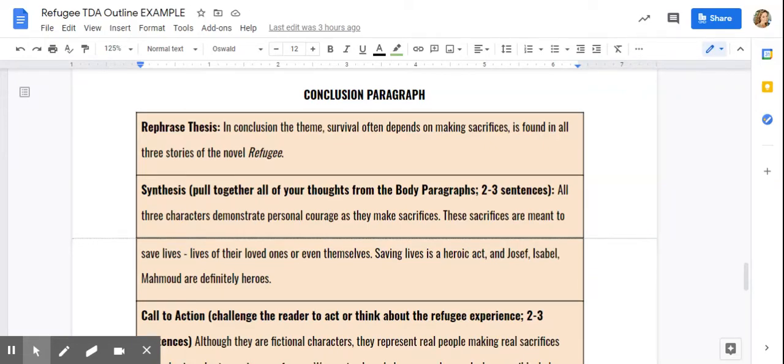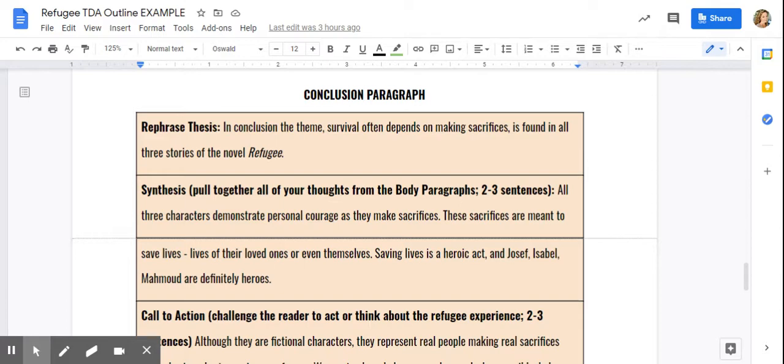Okay, you made it to the conclusion paragraph. Well done. So, the conclusion paragraph is basically three parts, much like the introduction is three parts. And I'm going to walk you through how to do that.